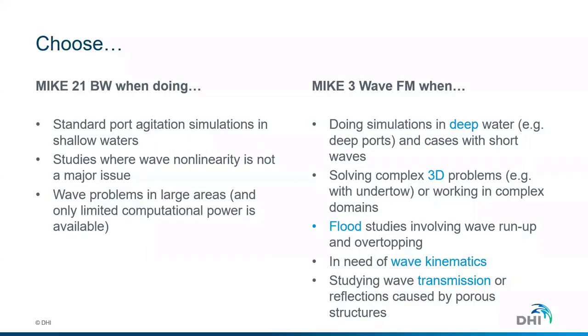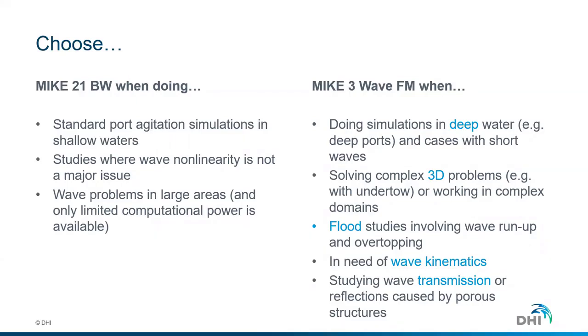So to sum up, you would use Mike 21 BW when you are trying to see these standard port agitation simulations, and also when you have cases where nonlinearity is not an issue. Of course, Mike 21 BW can handle nonlinear waves, but only up to a limit. And also if you're looking into really large areas, there you could also consider using Mike 21 BW.